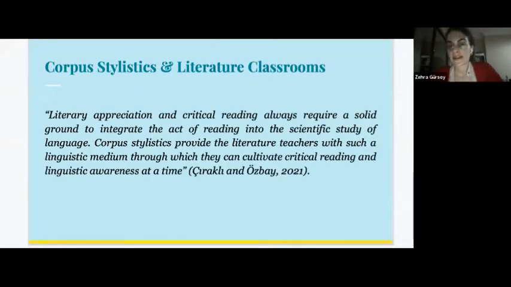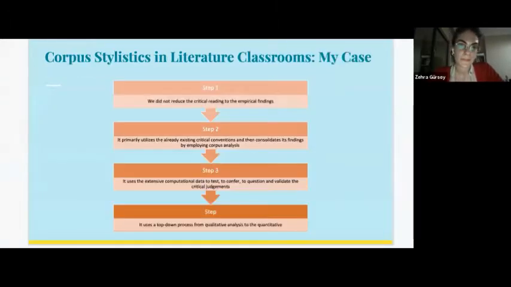Furthermore, as Çıraklı and Özbay suggest in their forthcoming article, literary appreciation and critical reading always require a solid ground to integrate the act of reading into the scientific study of language. Corpus linguistics provides literature teachers with such a linguistic medium through which they can cultivate critical reading and linguistic awareness at a time.